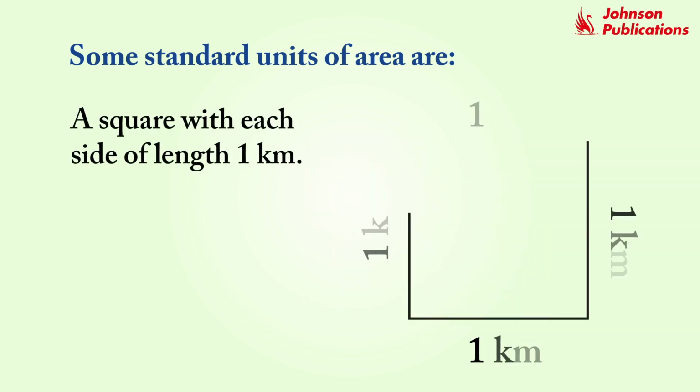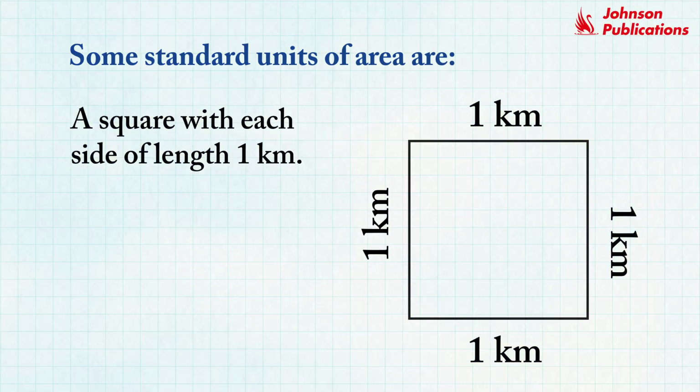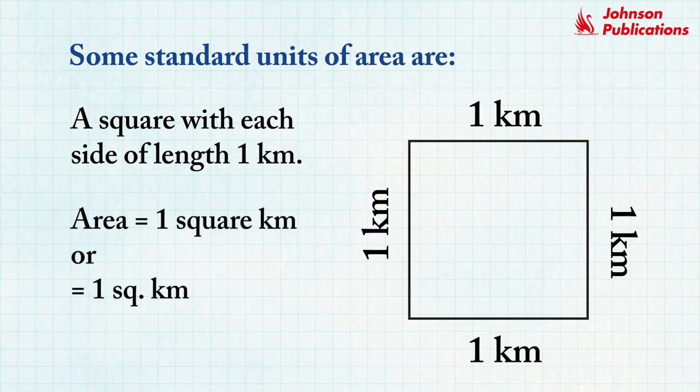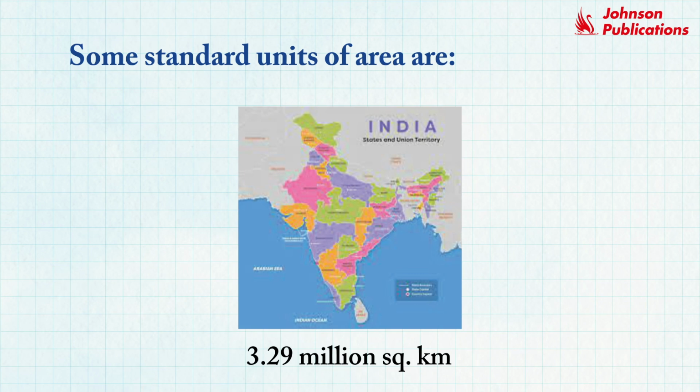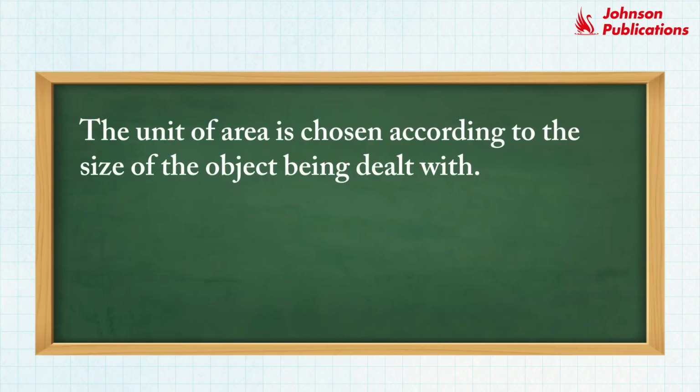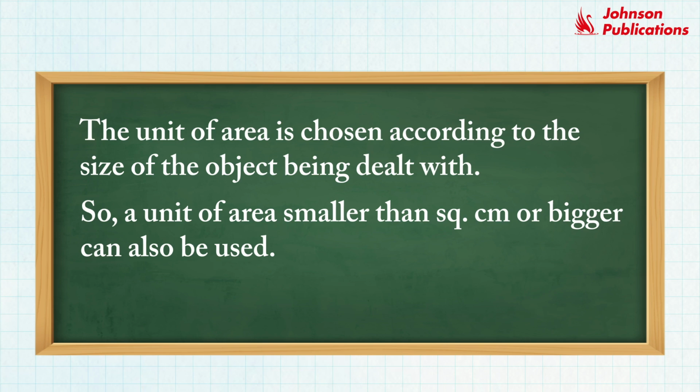A square with each side of length 1 kilometer. Area is equal to 1 square kilometer. Example, area of India is 3.29 million square kilometer. The unit of area is chosen according to the size of the object being dealt with. So, a unit of area smaller than square centimeter or bigger can also be used.